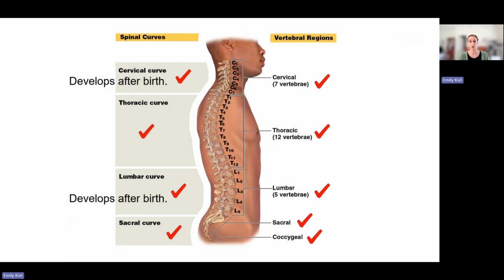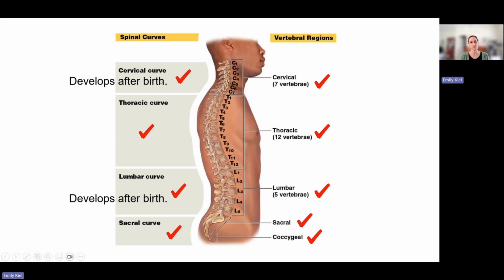Looking at spinal curves and looking at the vertebral regions. So know how many vertebrae in each region. You have 7 cervical vertebrae, 12 thoracic vertebrae, 5 lumbar vertebrae, 1 sacrum, and then your coccygeal vertebrae. And then each area has a curve. You want to know which way the spinal curve goes. So does it curve more anterior or does it curve more posterior?